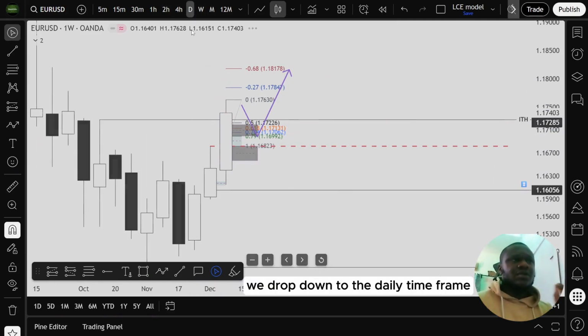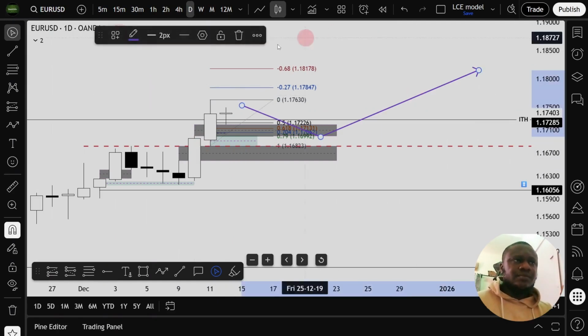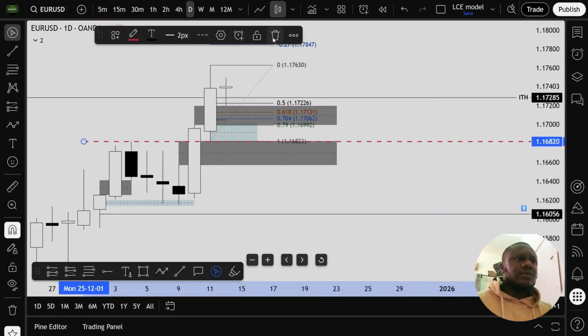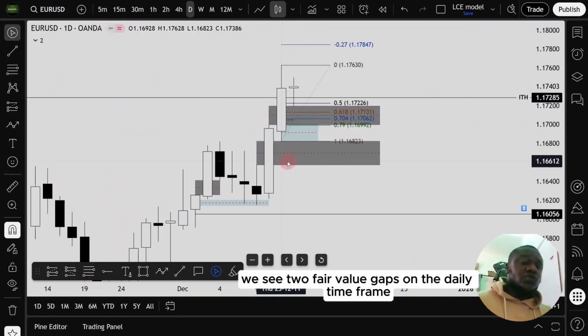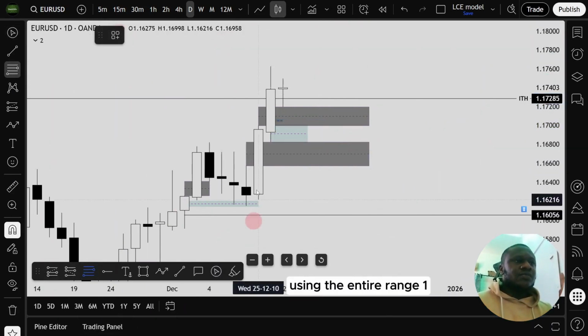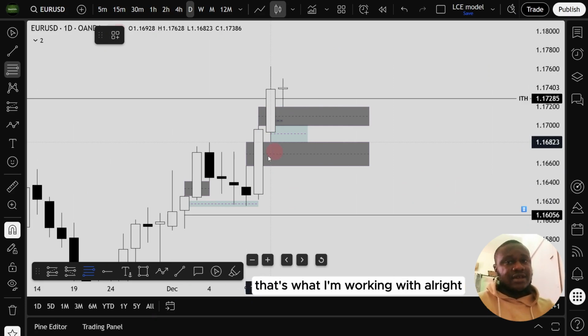Now, if that's going to happen, we drop down to the daily time frame. If that's going to happen, what do we see here? Take this out. We see two fair value gaps on the daily time frame. When I mark this out, when I draw up my Fibonacci on this daily time frame, using the entire range 1, 2, 3 of this Fibonacci, now I'm working with this Fibonacci right here. That's what I'm working with.